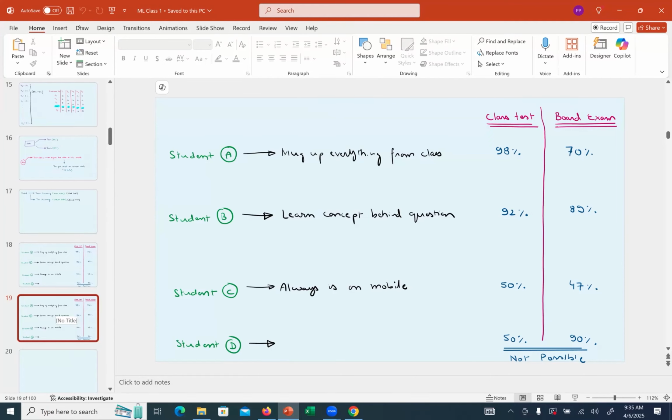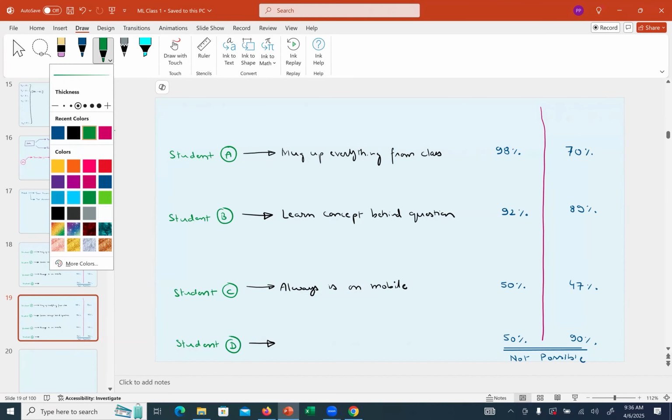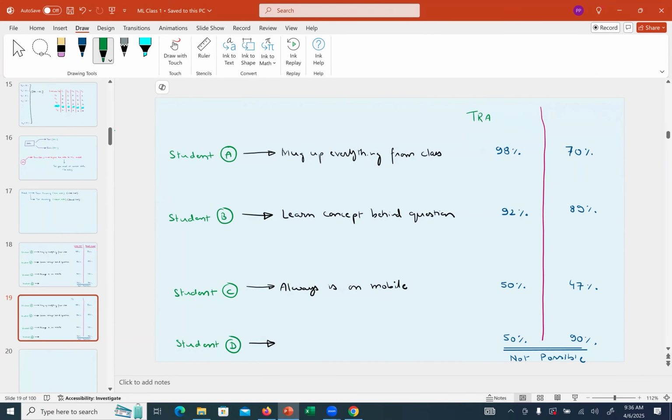Right. So when we look at it from a machine learning model perspective, it is not class tests or board exams. The terms that we use are training data and test data. We call this our train accuracy, and this is what we call our test accuracy. How the model is performing on the training data, how the model is performing on the test data, or unseen data versus seen data.